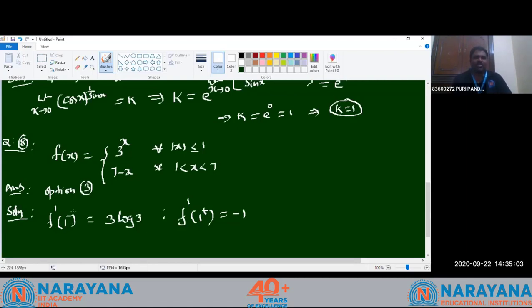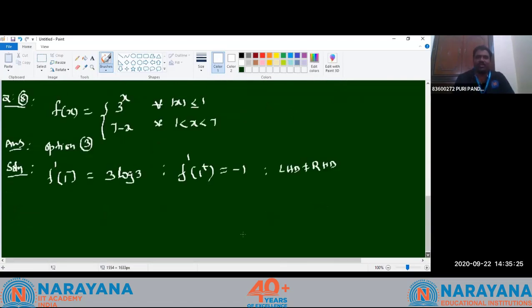So here, if you observe, the left hand derivative at 1 is 3 log 3. The right hand derivative at x equal to 1 is minus 1. That means the left hand derivative is not equal to the right hand derivative at x equal to 1. That means f dash of 1 minus is not equal to f dash of 1 plus. Therefore, f is not differentiable at x equal to 1.